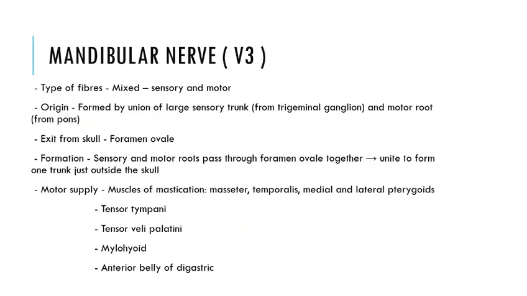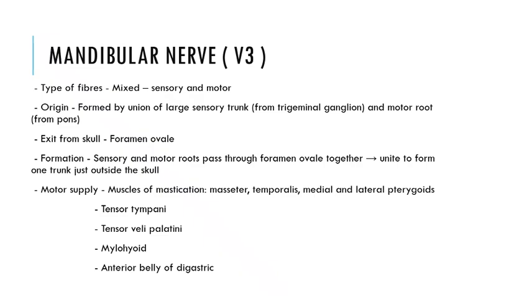Now, the third branch, the mandibular nerve, V3. It contains both types of fibers, sensory and motor, and originates by the union of a large sensory trunk from the trigeminal ganglion and a motor root from the pons. It exits from the foramen ovale. In formation, its sensory and motor roots pass through the foramen ovale together and unite to form one trunk just outside the skull.